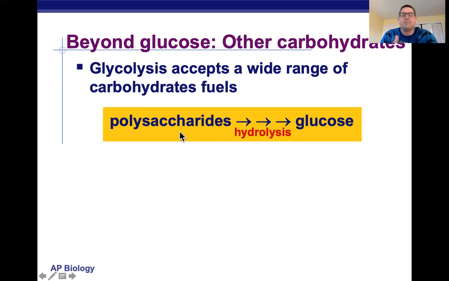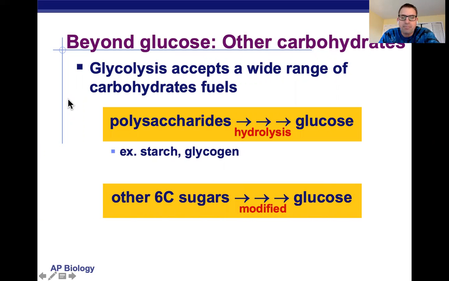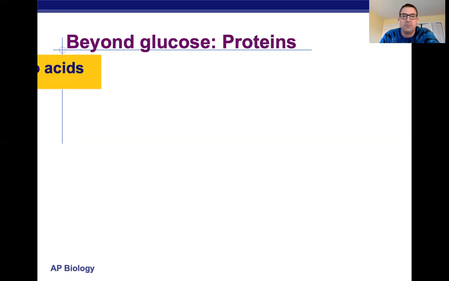We eat polysaccharides, pasta, bread, and all of those other starches. And our body then breaks all those polysaccharides down through hydrolysis to turn them into glucose, right? And then other 6-carbon sugars that we eat, if we eat fructose, if we eat galactose, any other 6-carbon sugars that we eat are modified with different enzymes and converted into glucose, right? So like I said, galactose and fructose.